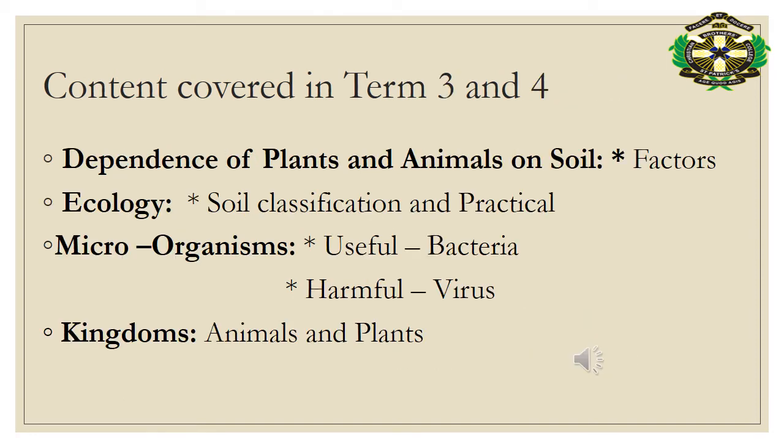During term 3 and 4, we started off with dependence of plants and animals on soil. What are the factors? Why do plants and animals need soil? Why must soil be available, whether it's an indirect or a direct dependence? We will also be moving back to ecology, because now we are focusing on soil specifically. How is soil created? There are certain physical and chemical factors that also help to create soil.